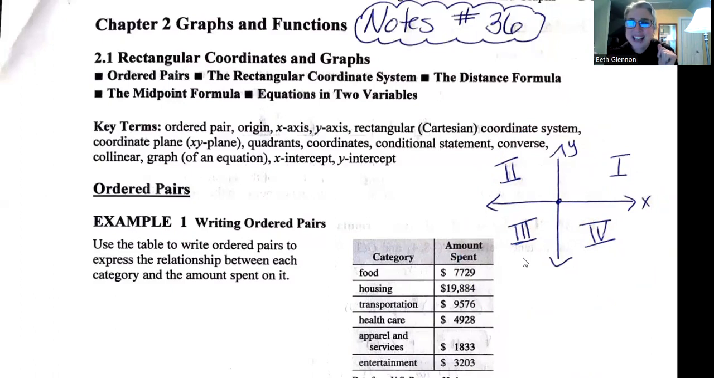Math lovers, let's talk about notes number 36. Quick introduction to polar coordinates and graphing here in chapter 2.